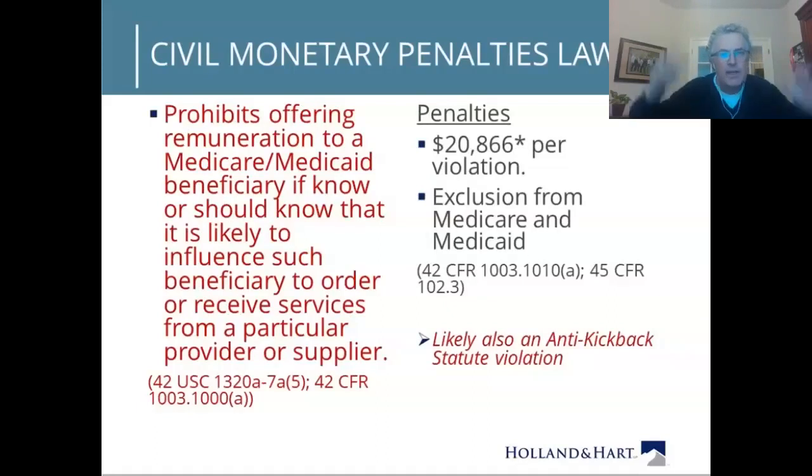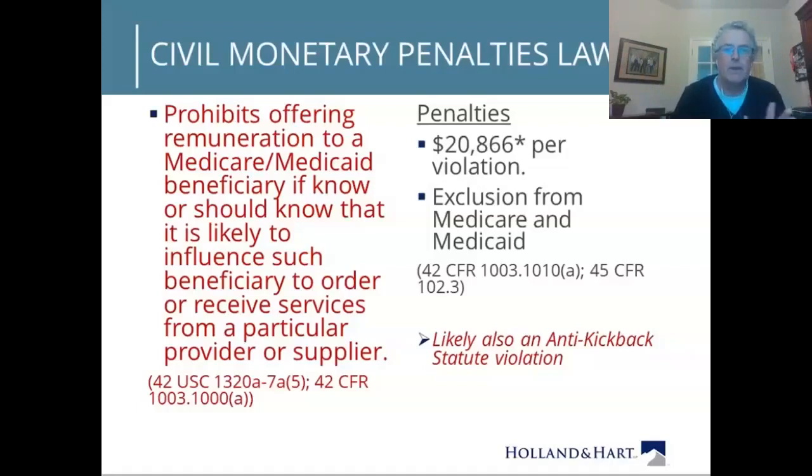Now, you may think, well, that's not the American way, right? Retailers offer those kinds of perks to people all the time, right? Well, that may be the case, but you can't do it in the case of healthcare. They don't want you to offer those perks, those freebies, to Medicare beneficiaries if you know that it's likely to influence the beneficiary to order or receive services, unless you fit within an exception. We'll talk about that in just a minute.